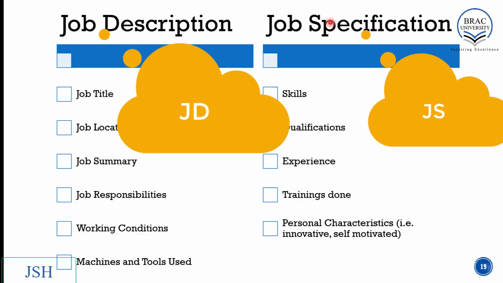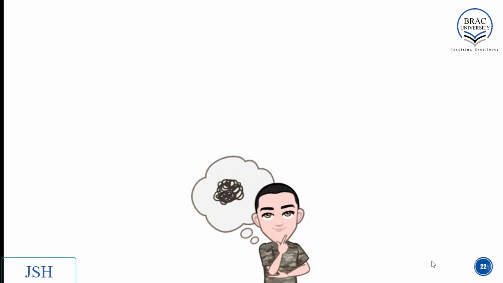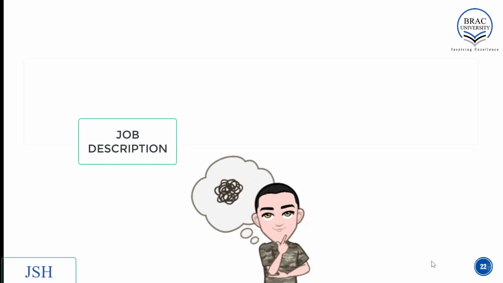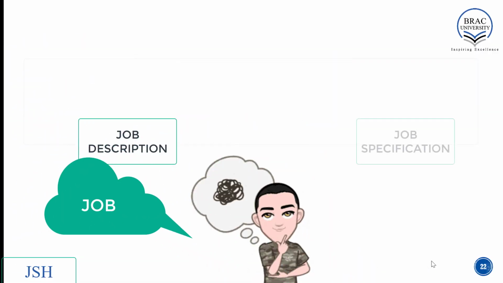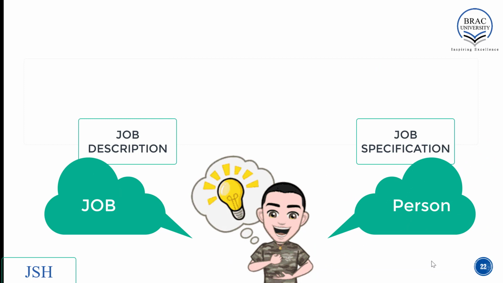So now let me give you a final shortcut here. Whenever you hear the word job description, the first word that should click into your mind without delay is job. And whenever you hear the word job specification, the first word that should click into your mind is person. So I guess now it is clear to you what falls under job description and what falls under job specification.